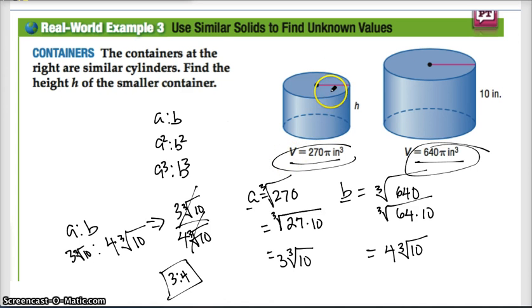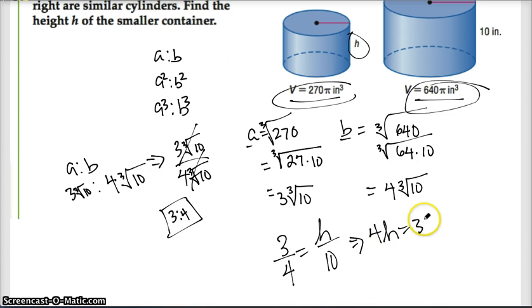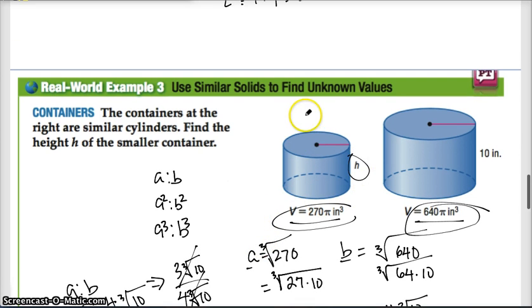So if our linear scale factor is 3 to 4, then when I'm looking for h, I have to, let me get myself a little bit of space. I'll say 3 is to 4 as h is to 10. I can cross multiply and I get that 4 times h equals 30. Divide both sides by 4 and I get 7.5, I believe. 4 goes into 30, 7 times with 2 left over, so 7.5 is my final answer. So my value h would be 7.5 inches as my final answer, all right?